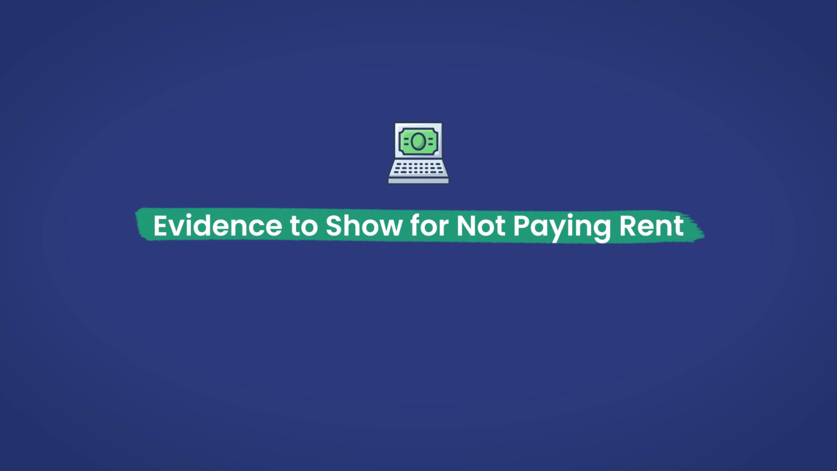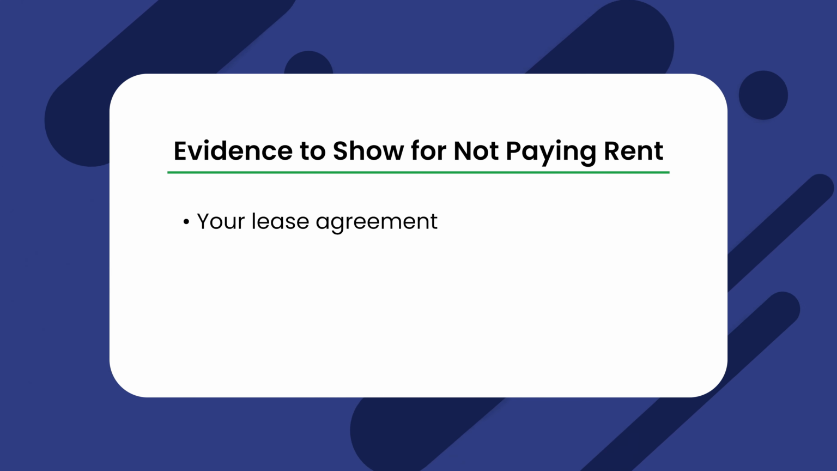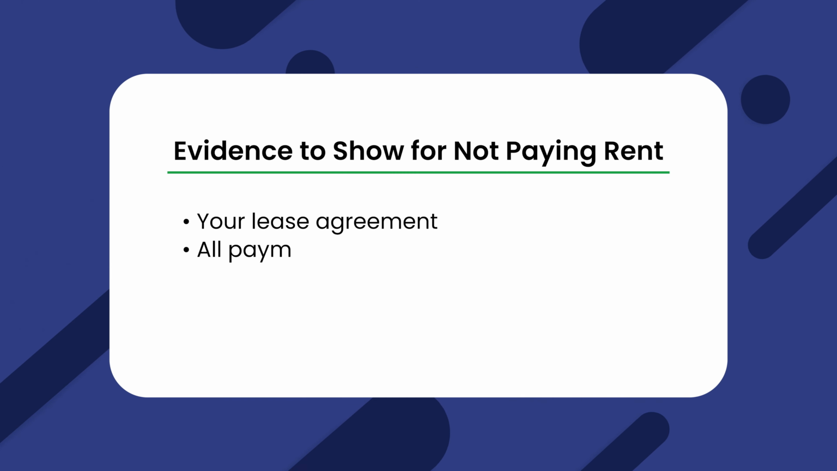Evidence to show for not paying rent. If the tenant doesn't pay rent and they dispute that claim, it's important that you show the judge the following: your lease agreement, showing the terms of the agreement, when rent is due, and any penalties for late payment can become very important. All payments, showing all previous payments, how they were normally made, check, credit card, ACH, etc., and what date they were normally paid on.